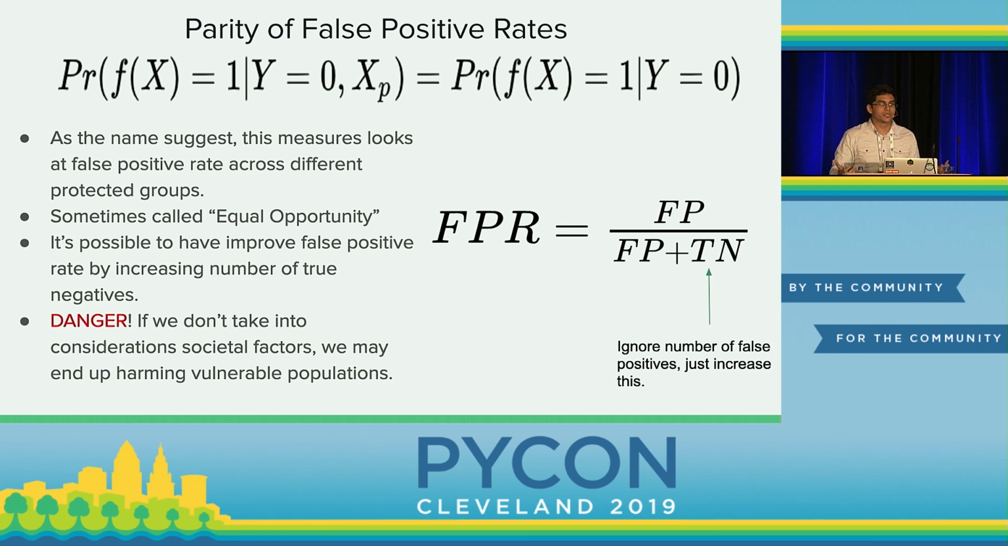So how can you increase the number of true negatives in the system? You arrest more people for misdemeanors and then let them go. Boom! That false positive rate goes down. Ta-da, you've achieved equality. Isn't that great? You just have to arrest more black men for misdemeanors. No, that's terrible. If you just optimize that metric and don't think about the societal factors that generate these numbers, you end up harming the vulnerable population we want to help.